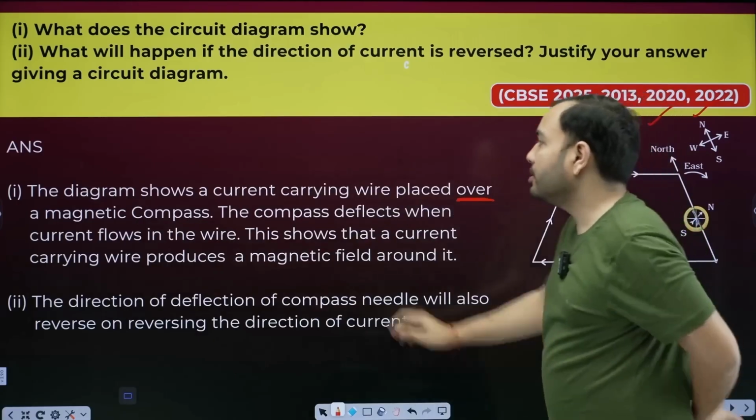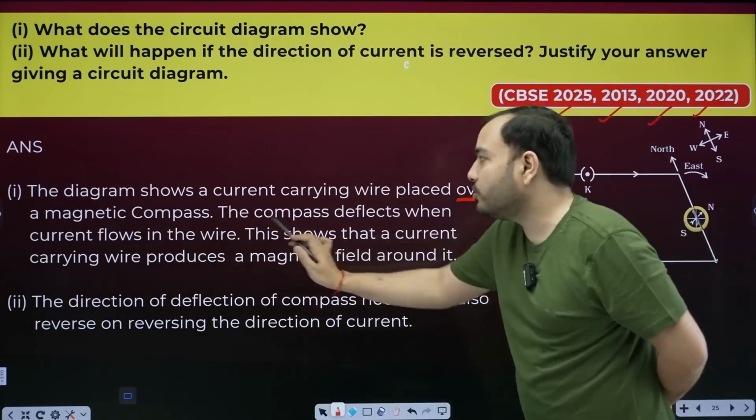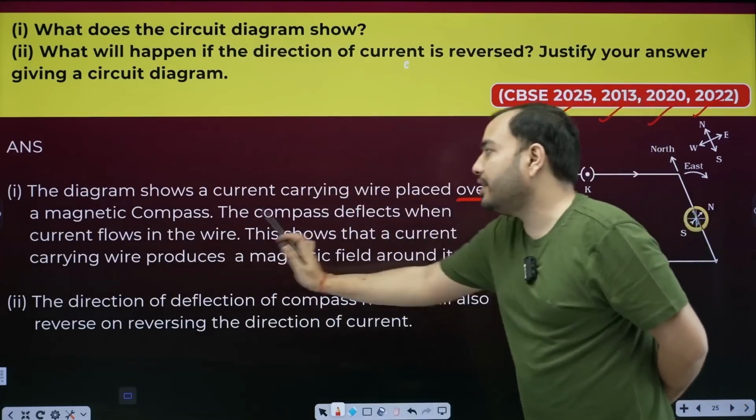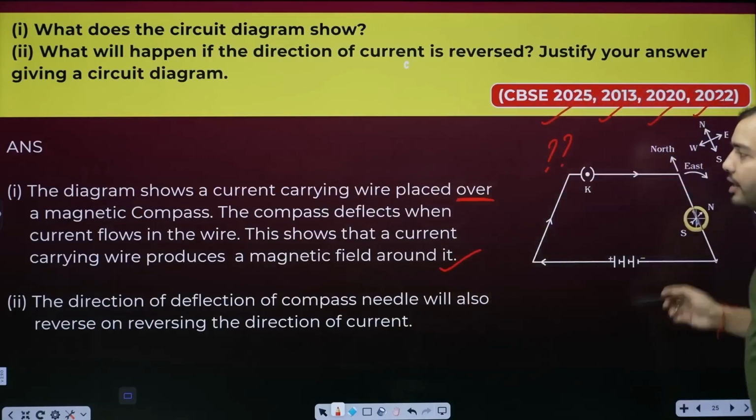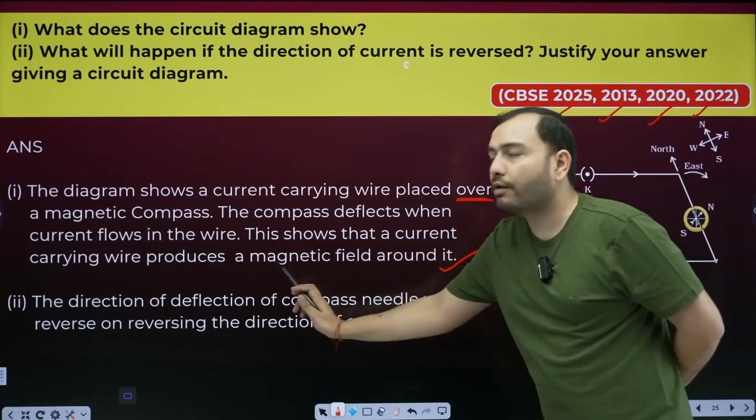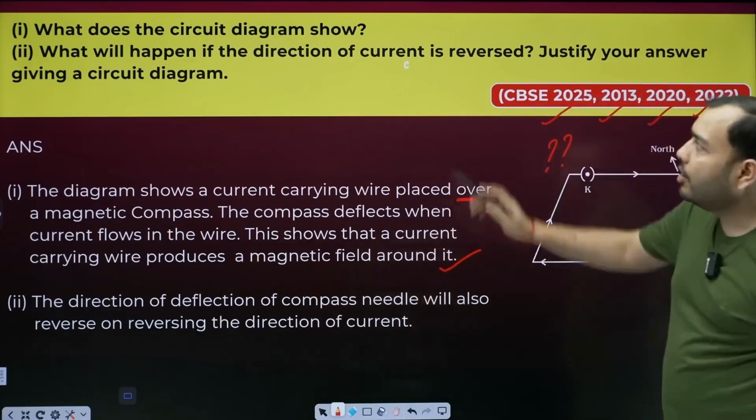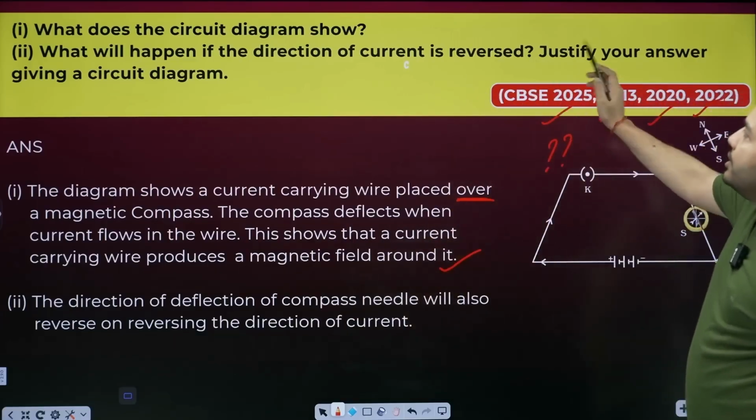It is placed over it. The compass deflects when current flows in the wire. This shows that a current carrying wire produces a magnetic field. Why is the compass deflecting? Because what does a current carrying wire produce? A magnetic field.